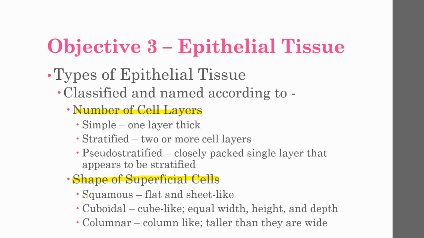And then we have three shapes. We have squamous, which are flat. I like to think of squamous being squashed, so they're kind of flattened, kind of like fish scales. Cuboidal are going to be just like what the name sounds. They're going to be cube-like. They kind of look like little dice. And then columnar, once again, just like what it sounds like, they're going to be taller, like columns.